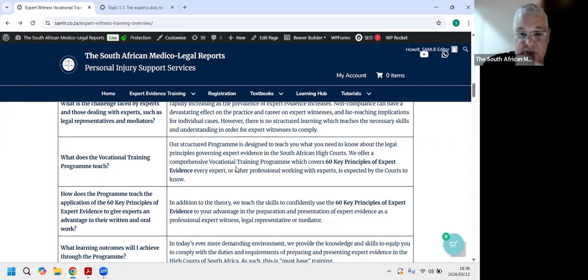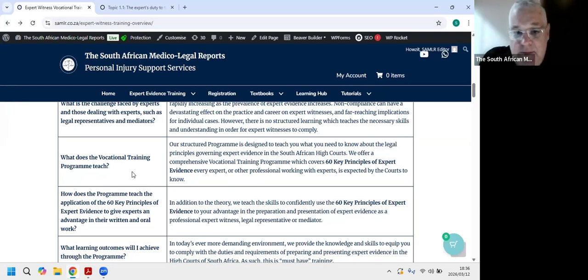And as I've been through that, there's no structured learning. This course is structured, and I'll take you through the structure now in a few minutes. It's been specifically and very carefully structured to be tailored for experts' evidence. And if we look at the next point, what does the vocational training program teach? Here's where we look at the structure, and this is very important for you to understand going forward in the program.